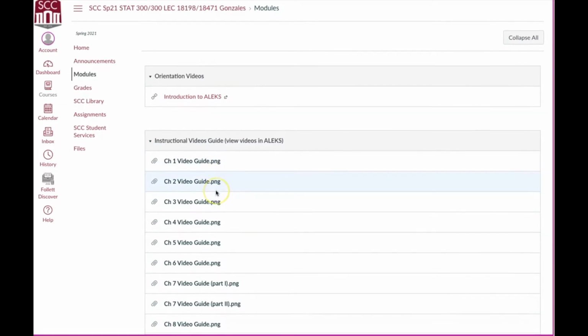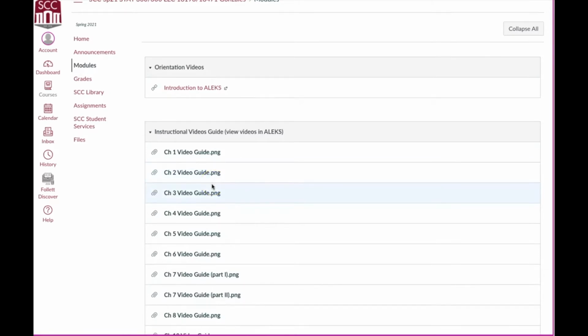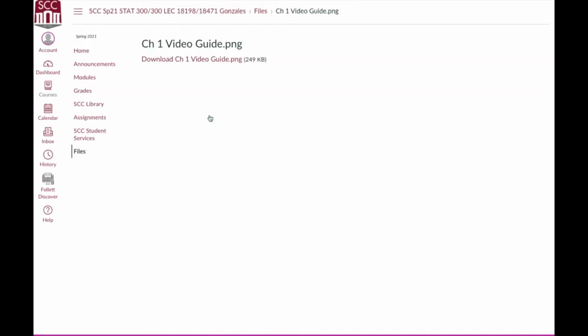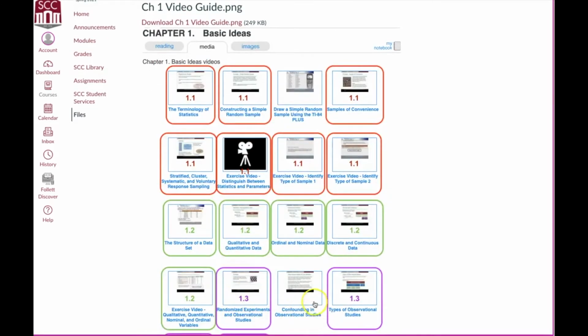Then we have the instructional video guide. When you first are trying to figure out how to do something or trying to learn, you're going to go right here, chapter 1 video guide. This just highlights, because when we're in Alex, it doesn't really tell us what section we're in. It's kind of annoying. So I went ahead and created this image and said, okay, this is 1.1. These are short little, maybe 1 or 2 minute videos that describe it. So these are videos from the author, 1.1 and so on. This is 1.2 and you can see 1.3.